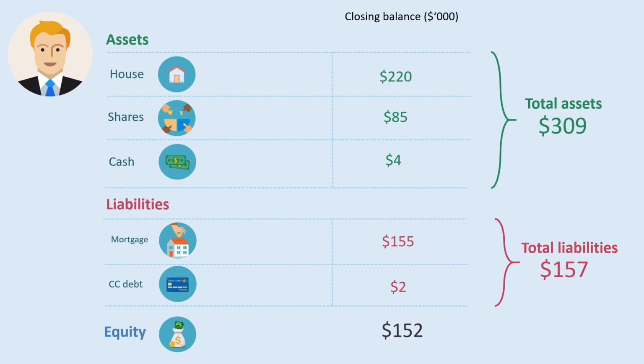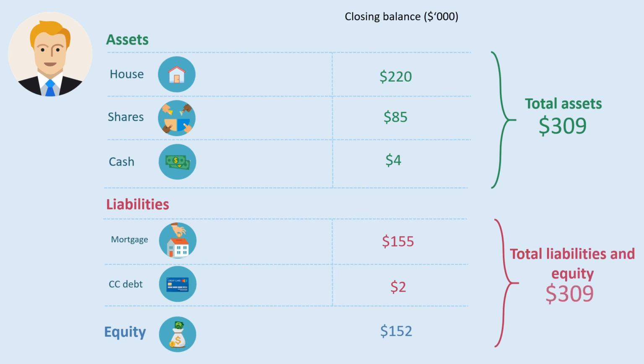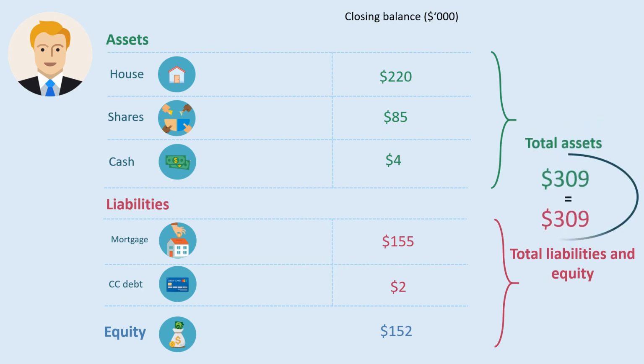Let's also sum up the liabilities and equity. 157 plus 152 equals 309. And we can see that the total assets are equal to the sum of liabilities and equity.